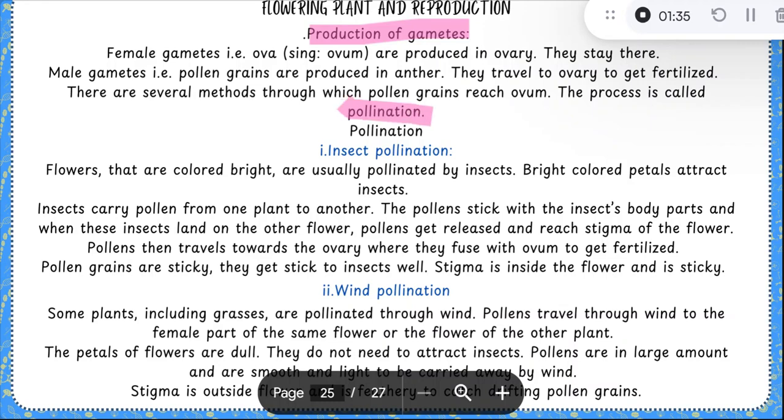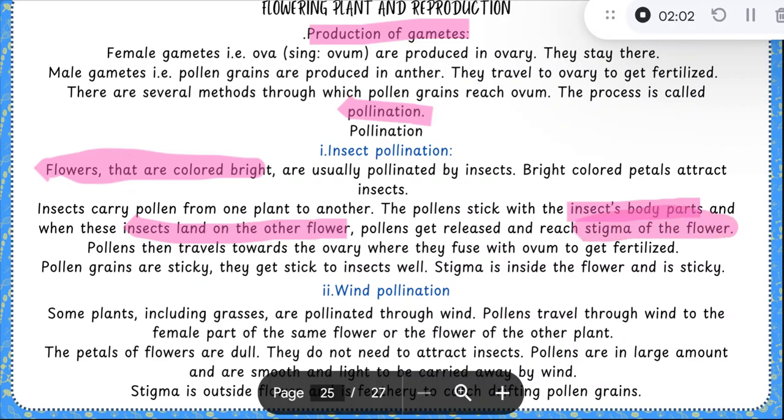pollination. You can do insect pollination, जो कि flowers के through occur करते हैं. Because flowers are brightly colored, they are usually pollinated by insects because insects are attracted to them. Insects carry pollen from one plant to another, and the pollen sticks to the insect's body parts. और जब वो एक प्लांट से दूसरे प्लांट पे जाके लैंड करते हैं तो वहाँ पे वो बॉडी पार्ट के साथ जो पोलन ग्रेन स्टक होते हैं वो रिलीज हो जाते हैं and there is the stigma of the flower.